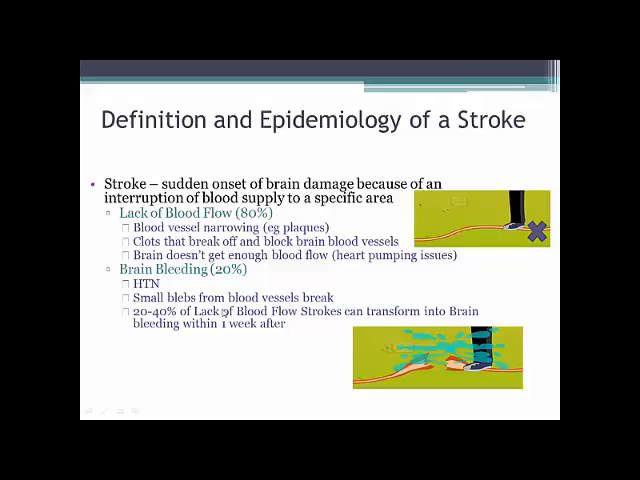And what's interesting actually is that these lack of blood flow strokes, about 20 to 40% of them can transform into a bleeding stroke within 1 week afterwards. So that's why follow-up is very, very important after an individual experiences a stroke.